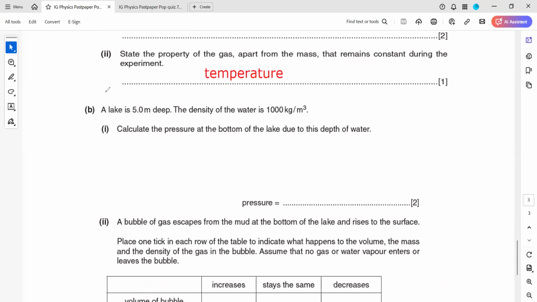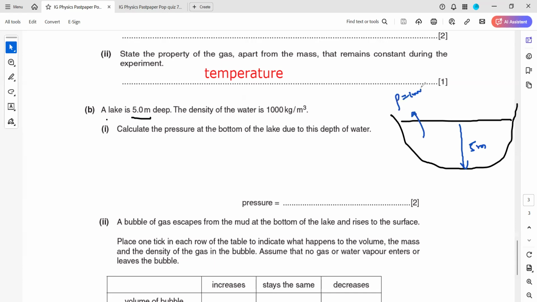The next: a lake is 5 meters deep. There's a lake which is 5 meters deep. The density of the water is 1000 kilogram per meter cube. Just for explanation, calculate the pressure at the bottom of the lake due to this water.